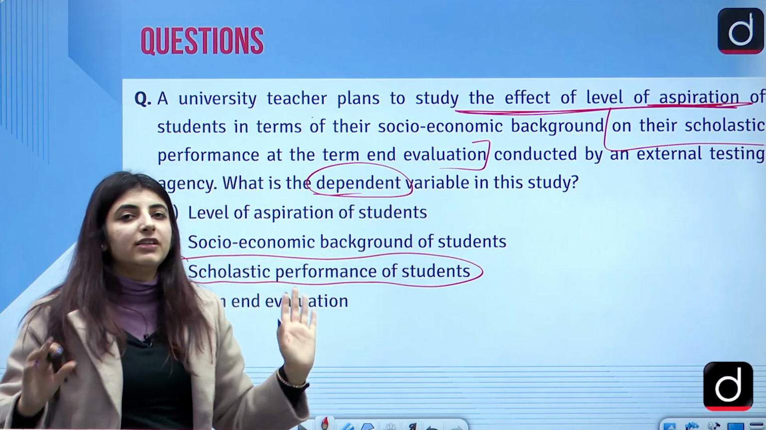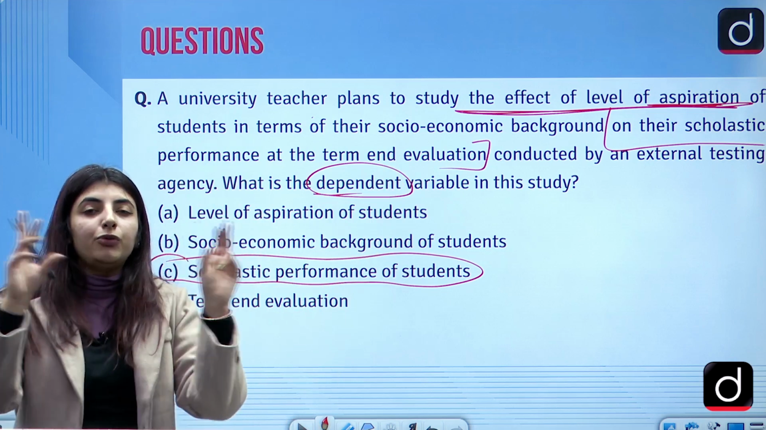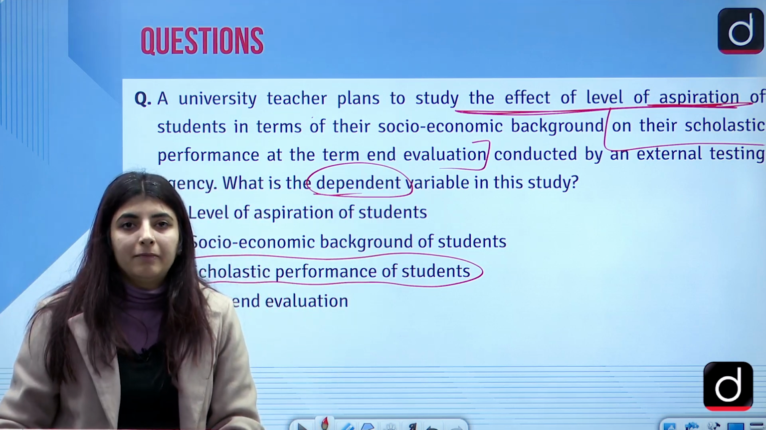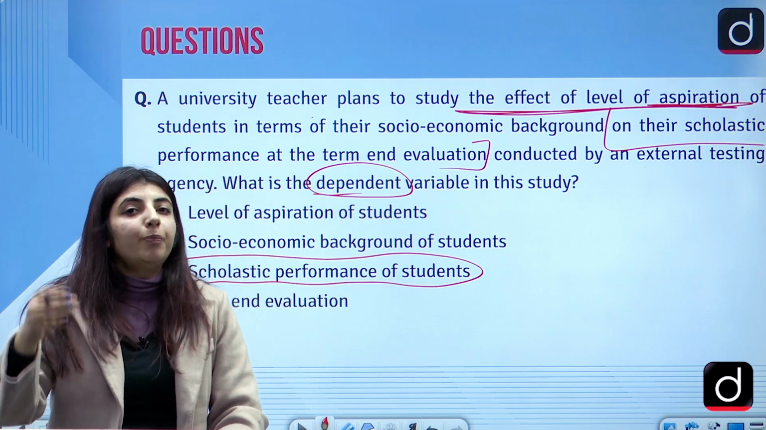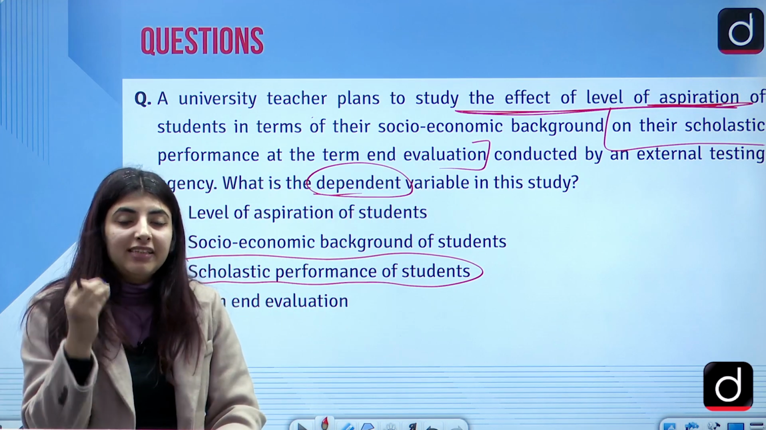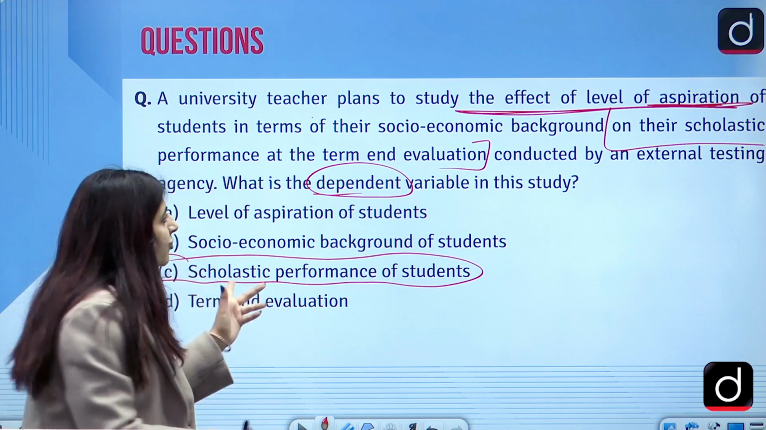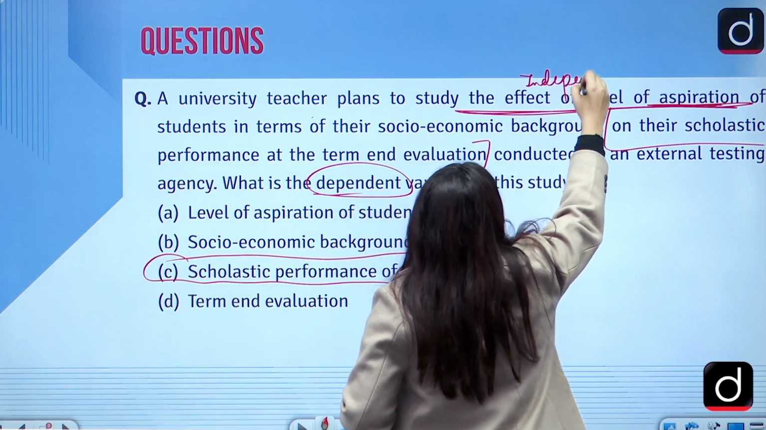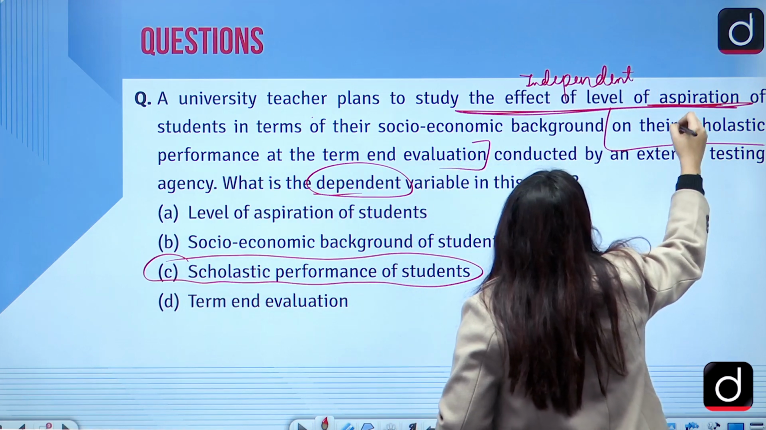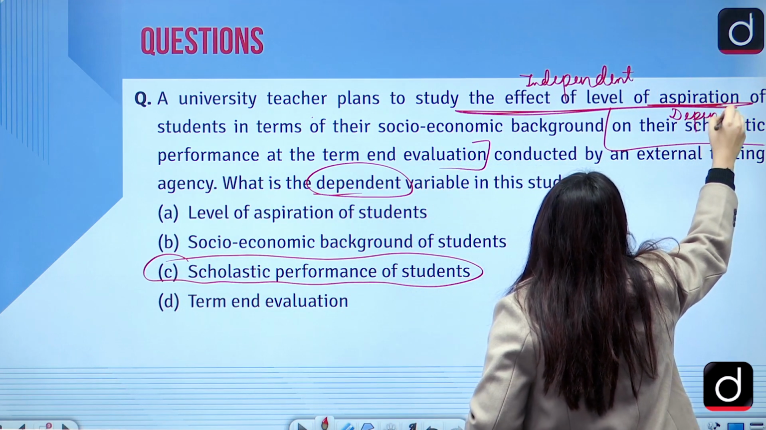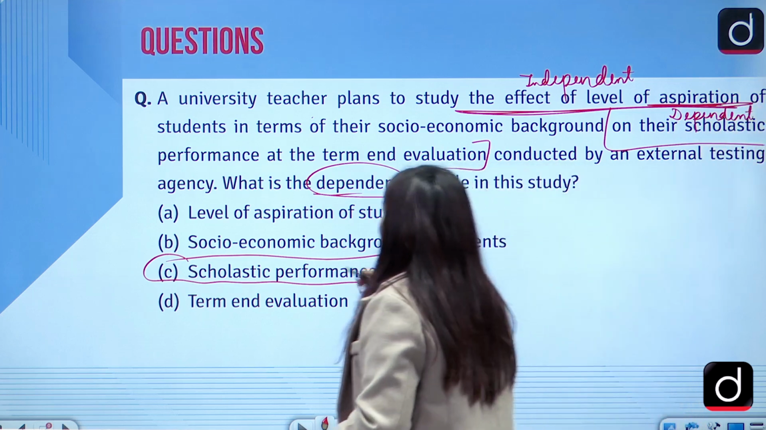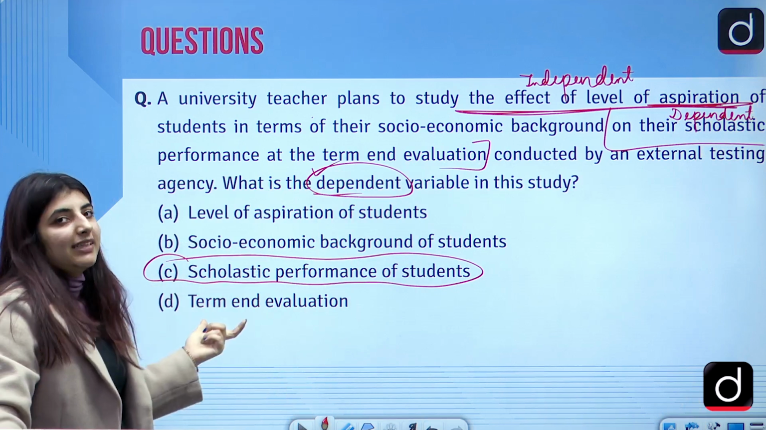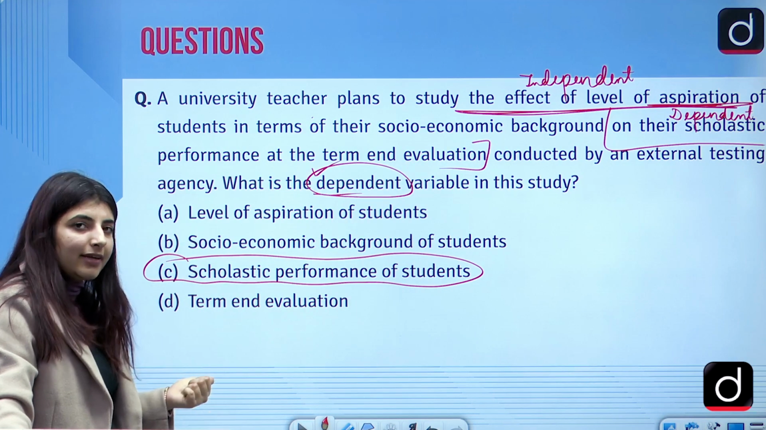This is just because they might have wanted to confuse you using certain heavy terminologies, heavy vocabulary, right? So you all need to break down the question in pieces to see what the answer is. So we have the independent variable here and the dependent variable here. There you go. Your answer lies for the dependent variable, the effect on the scholastic performance of students. Correct?